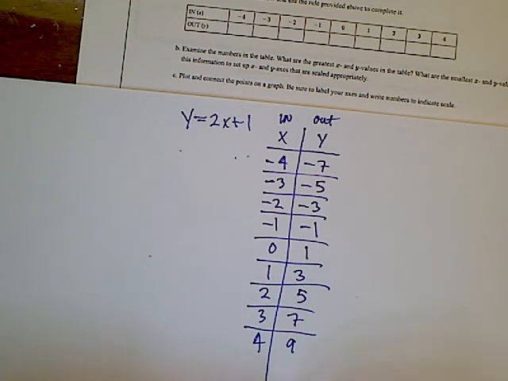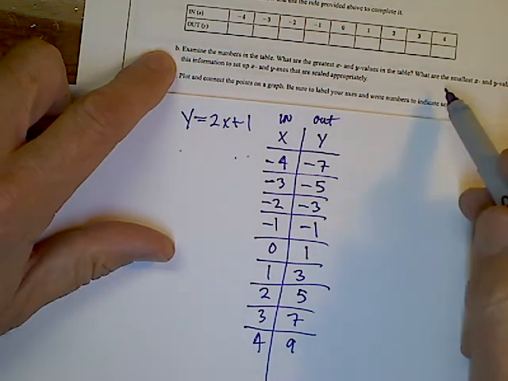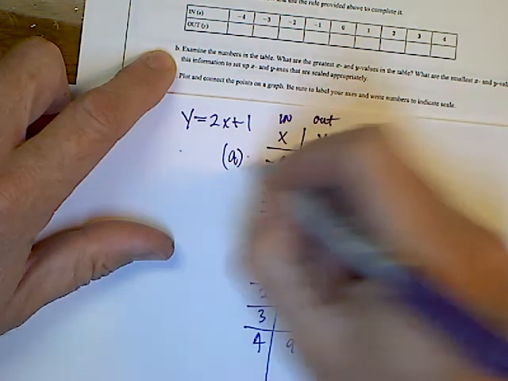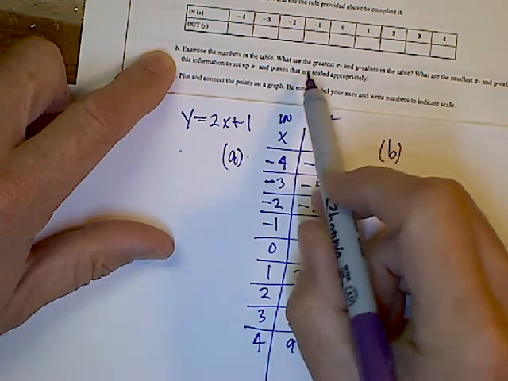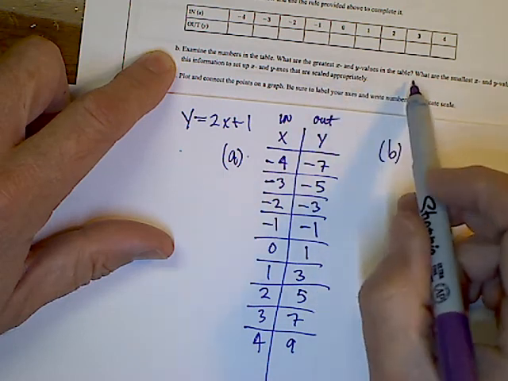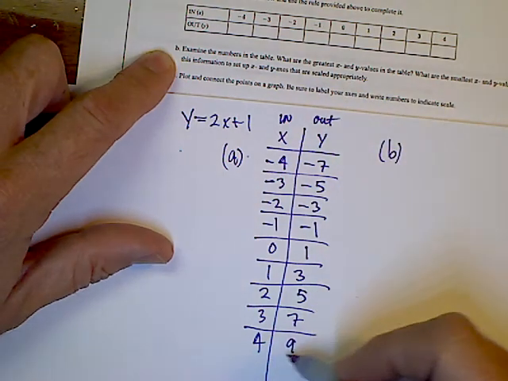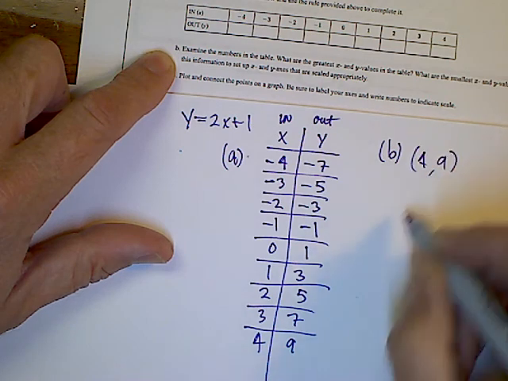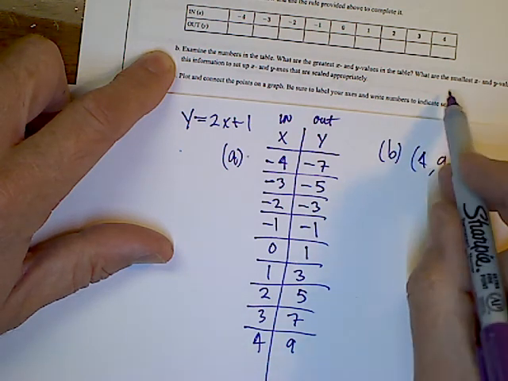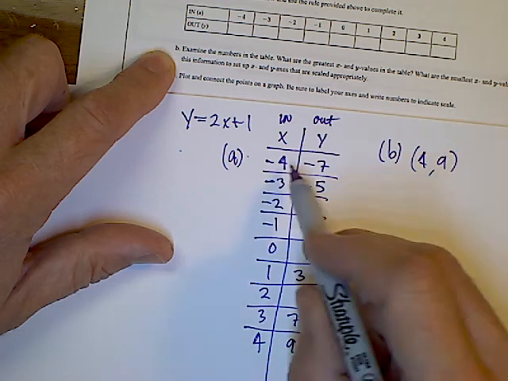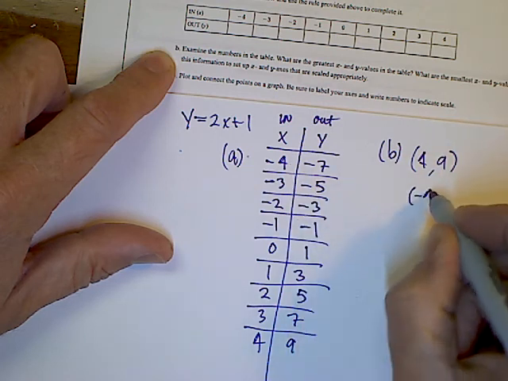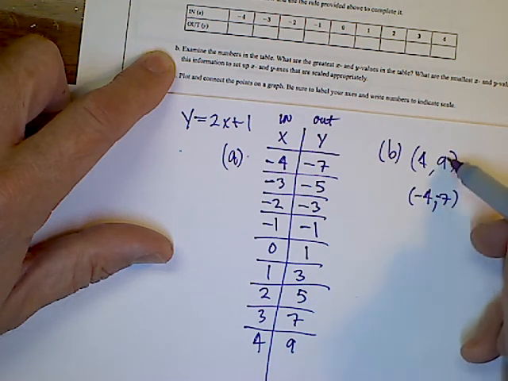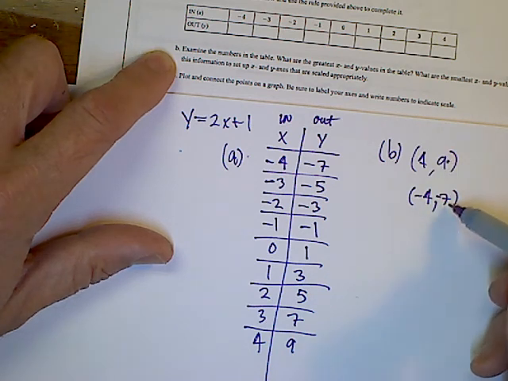All right, we'll see that more as we get into graphing. So that was part A. Part B asks, what are the greatest x and y values in the table? The greatest x and y values are 4 and 9. And it wants to know the smallest x and y values. The smallest are -4 and -7. So those are my smallest x and y and my largest x and y.